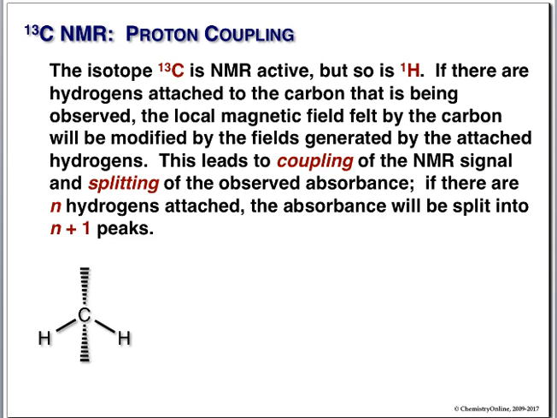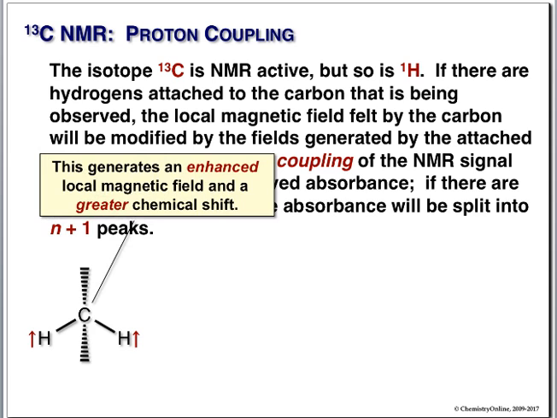Let's start off with this good, happy little CH2. When we put this CH2 in our magnetic field, this carbon is either going to orient up or down, isn't it? But so are the hydrogens. Let's pretend that they orient up. That means that we have an increased local magnetic field. When we increase the field, we're going to get a larger chemical shift. So that moves it to a higher number.